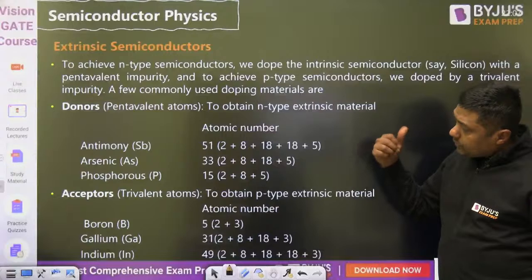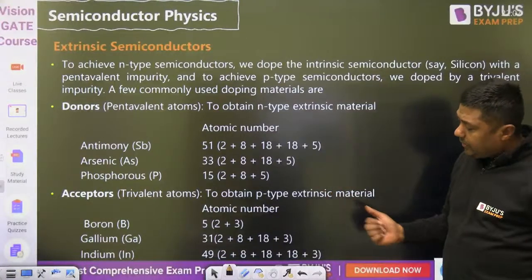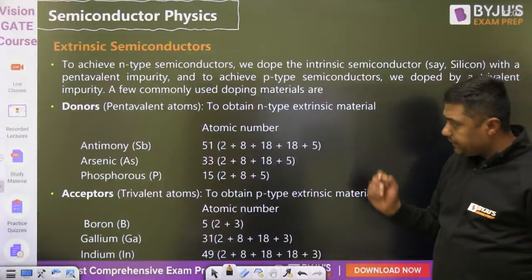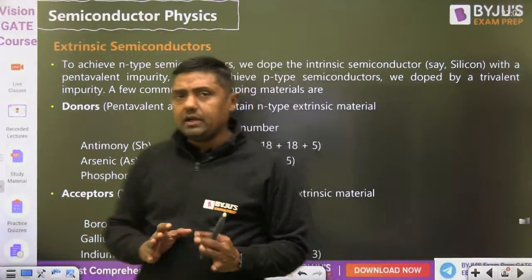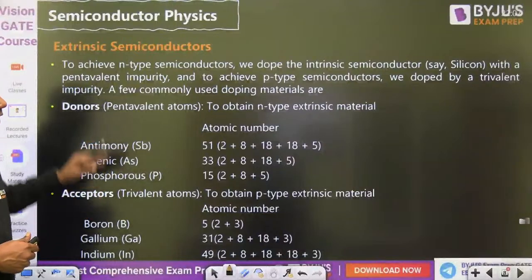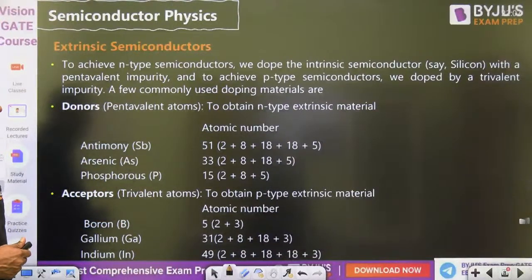acceptor means boron, gallium and indium. So these are the atomic numbers, right? But remember, these are the pentavalent and trivalent impurities. More than sufficient information here for n-type and for p-type material.